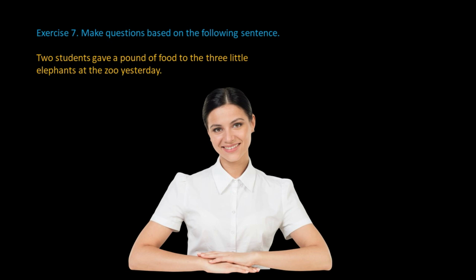Exercise 7. Make questions based on the following sentence. 2 students gave a pound of food to the 3 little elephants at the zoo yesterday. Now, please do the following exercise. You can pause your video until you finish the exercise.